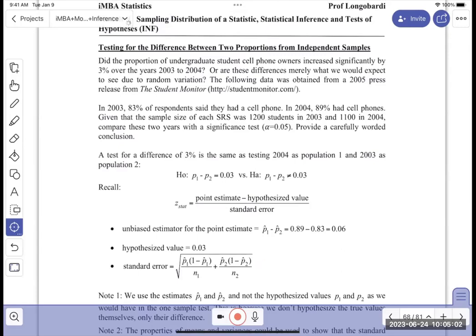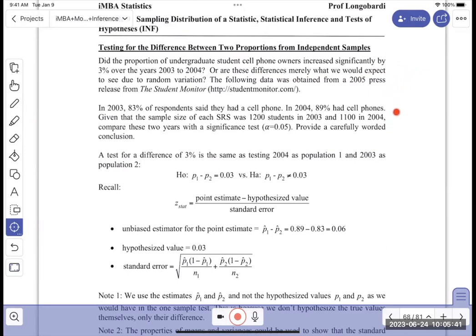So here's a test of 2 independent samples. I'm not going to require this for the exam, but you should be able to read output similarly for different kinds of significance testing. Did the proportion of undergraduate students who own cell phones increase significantly by 3% over the years 2003 to 2004? Or are these differences merely what we would expect to see due to random variation? The following data was obtained from a 2005 press release from the Student Monitor.